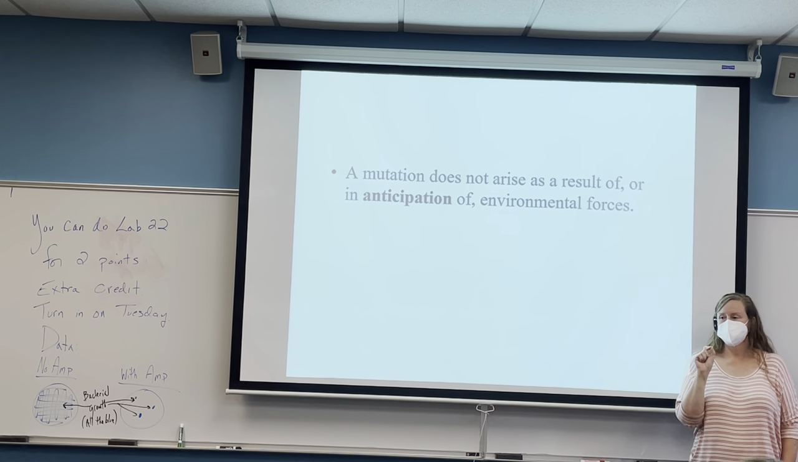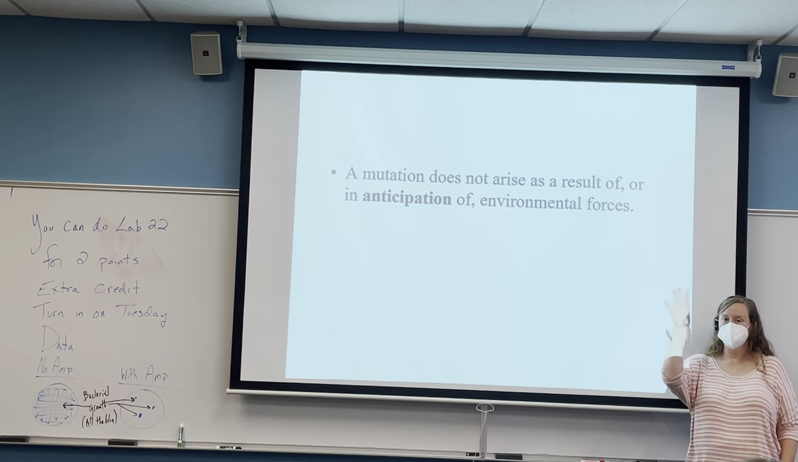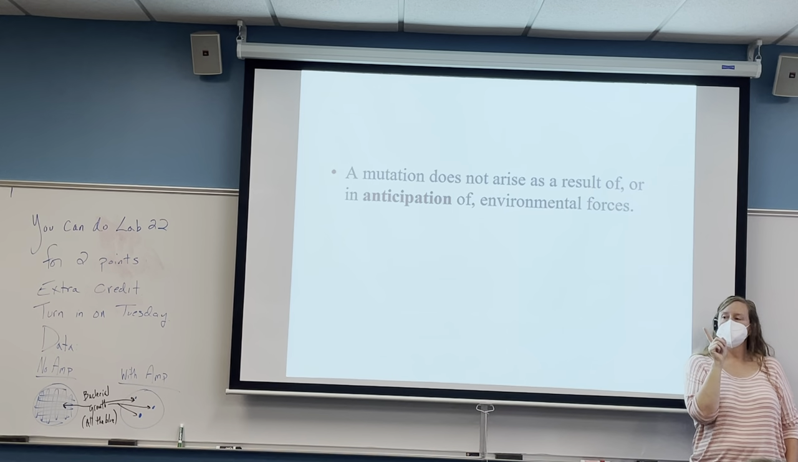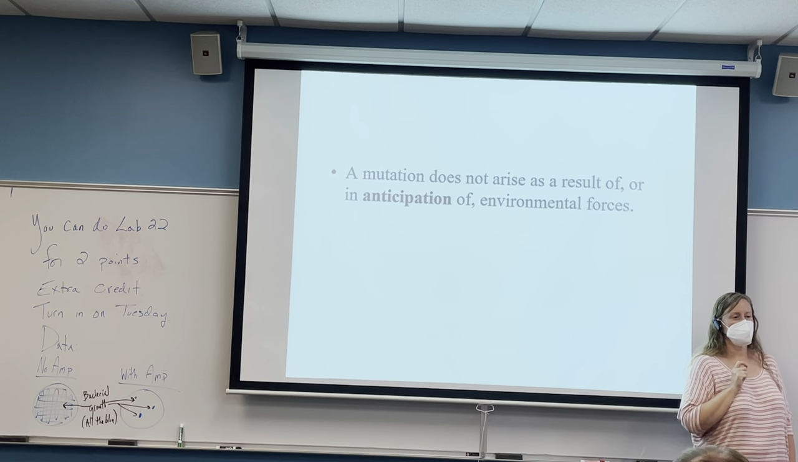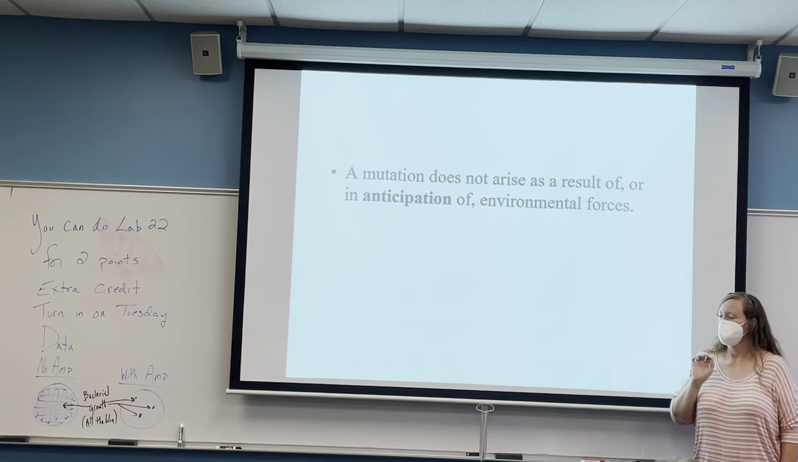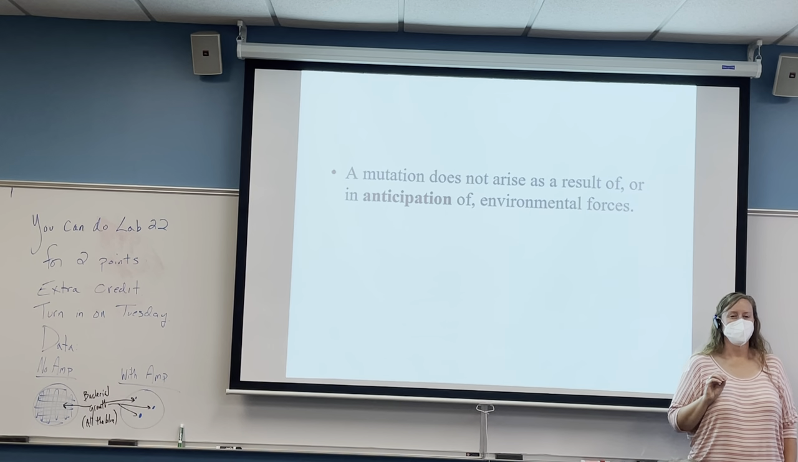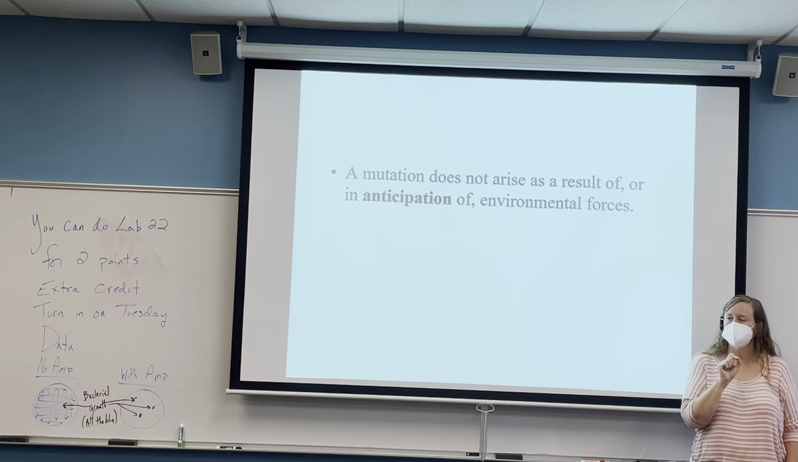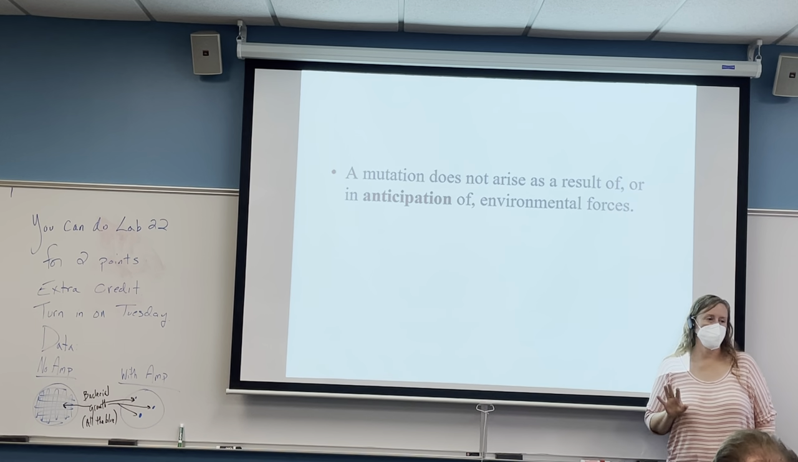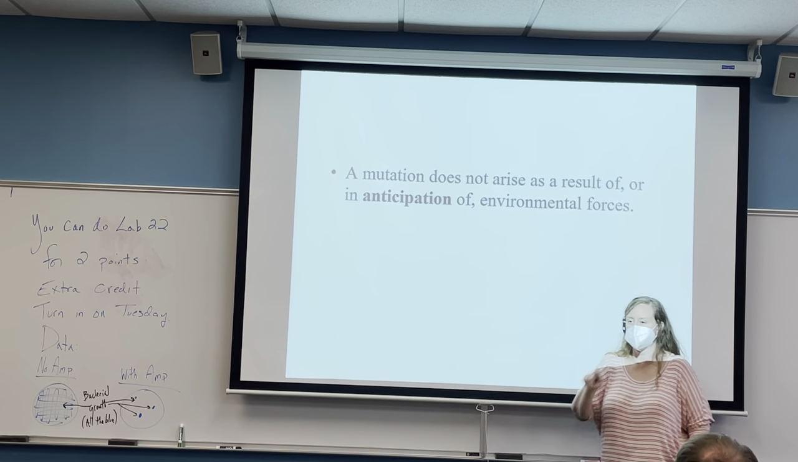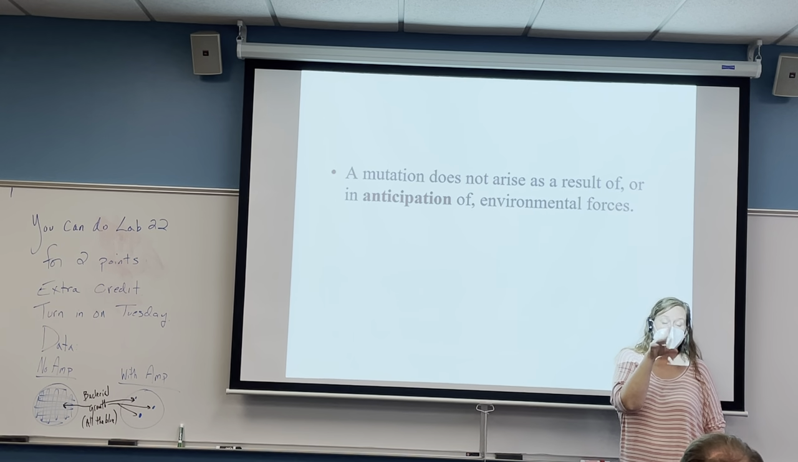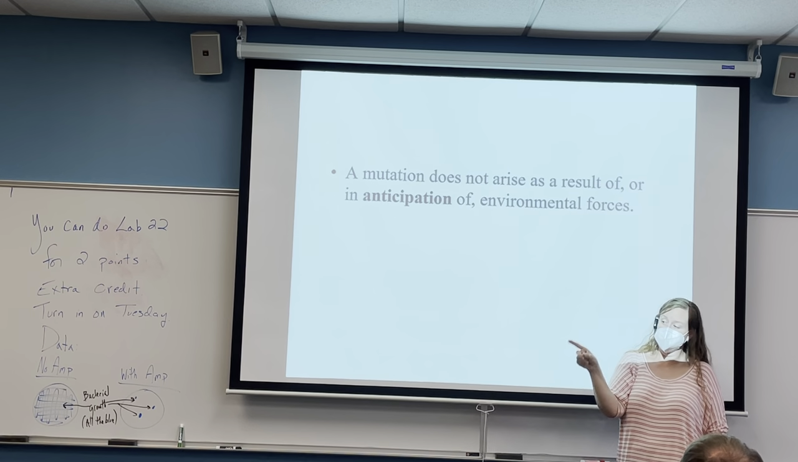The cell does not look at the environment and say, it would be much better if this organism could withstand drought. So I am going to change and make mutations for the offspring because I know that they need to withstand a drought that's happening right now. Doesn't happen. So cells cannot anticipate, meaning that they can't look at the environment and go, I'm going to change the genes, so I'm going to make this better right now.